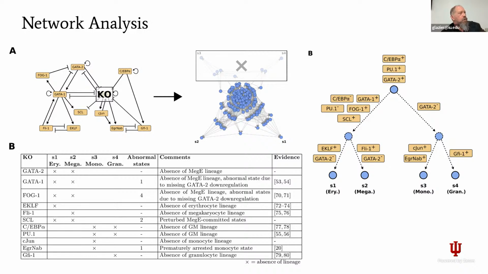Anytime you see cross-inhibition, like the two at the bottom, FLI1 and EKLF, you're going to have one or the other turned on. You can't have both turned on at the same time, at least if the coupling is strong. If you make the coupling weaker, then you can potentially have them coexist.